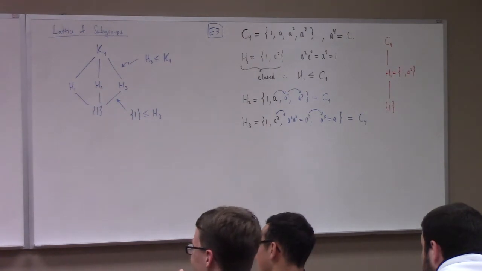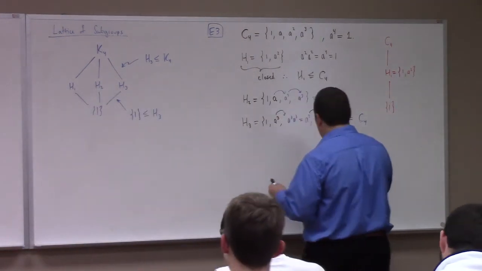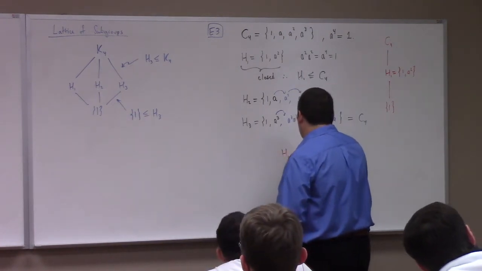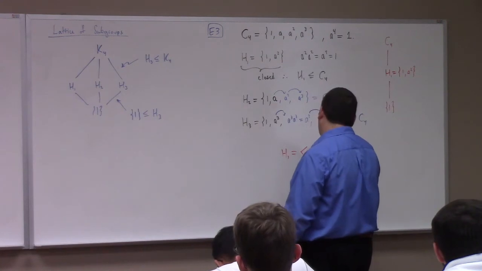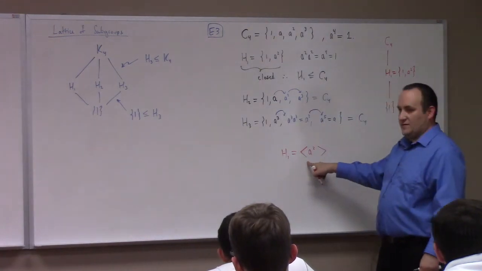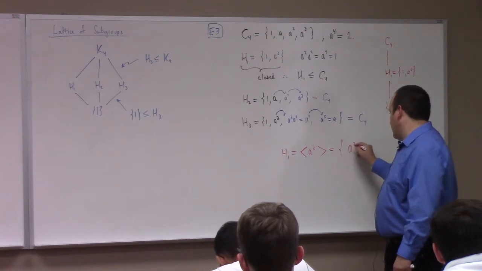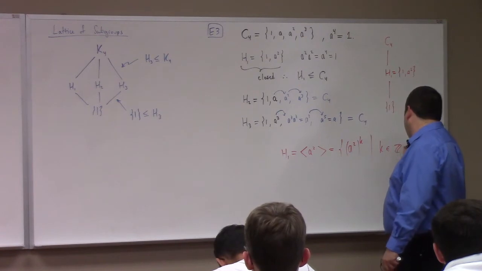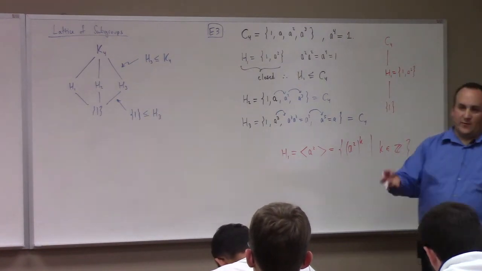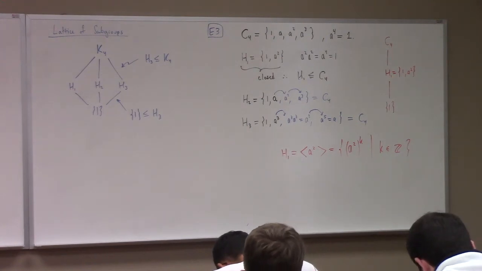Yes, yes. Now, I will tell you this much already. So, a little language. H1 here is the cyclic subgroup generated by A squared. So we use this notation, bracket, A squared, bracket. This is equal to A squared to the K, such that K is an integer. That works out to 1 and A squared, for the reasons we just went over.